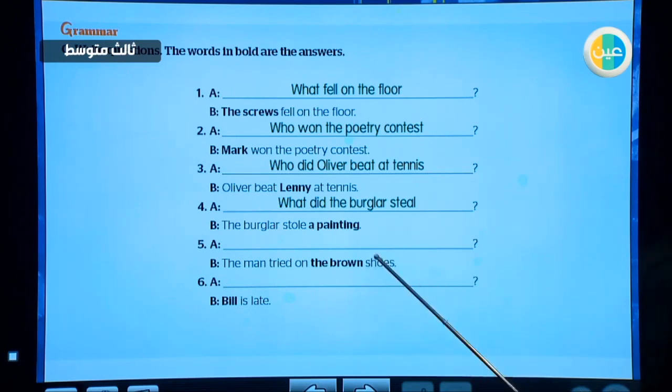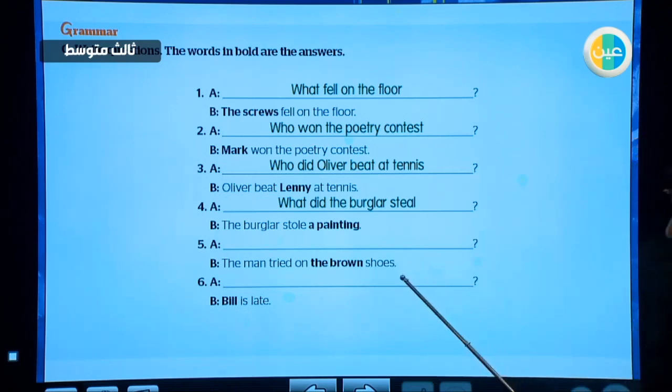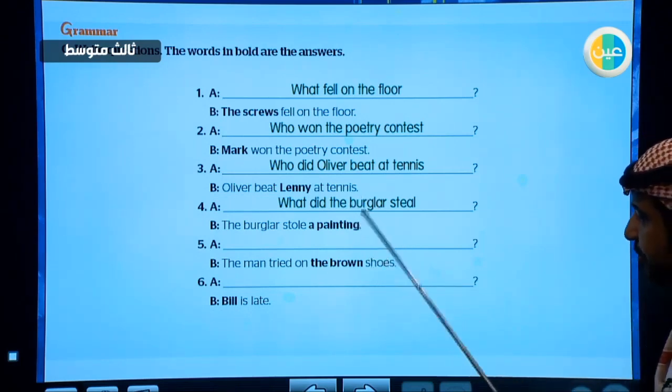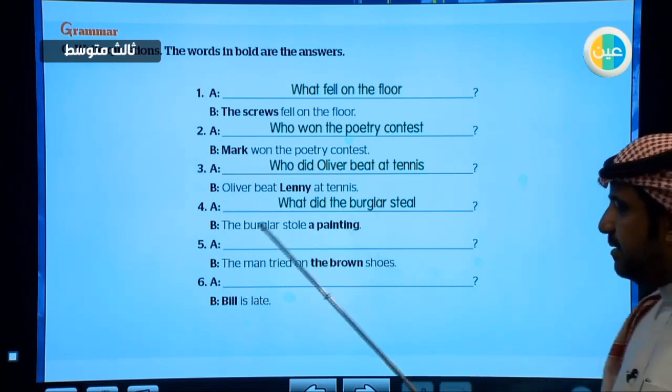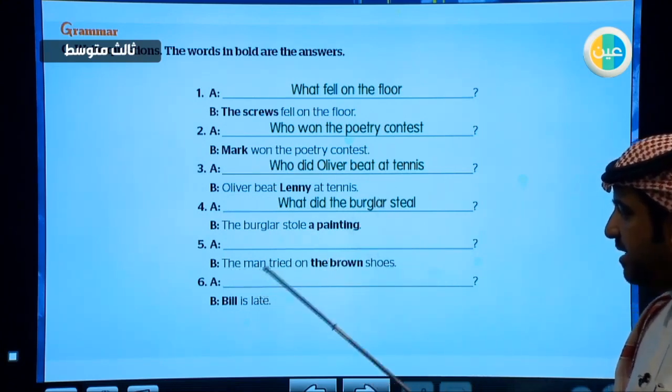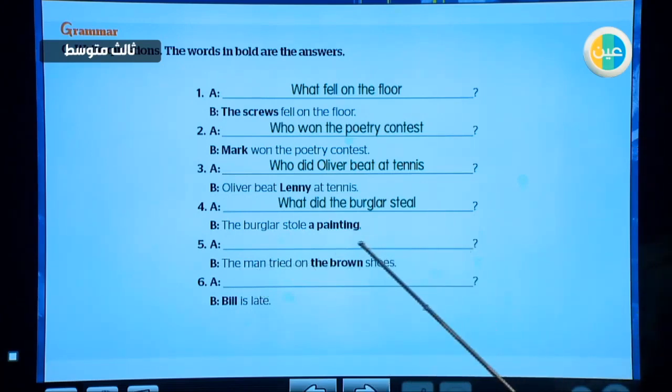So we say, which shoes? So that is the question word, which shoes? And then we continue as we were doing in the object question. Which shoes did, yes, excellent, the man try on? Which shoes did the man try on?